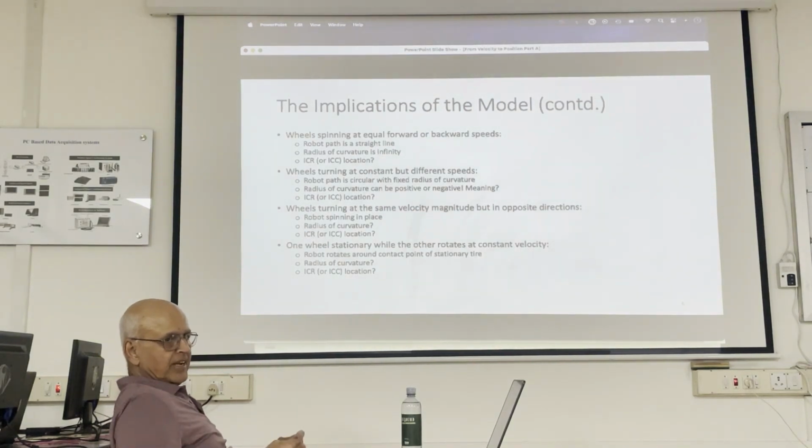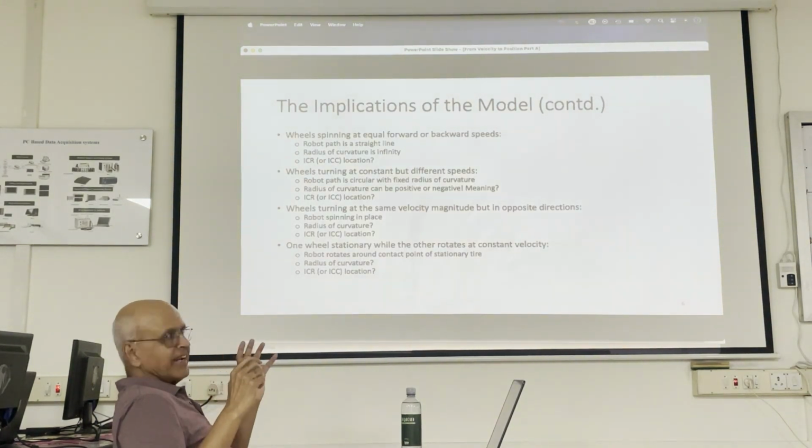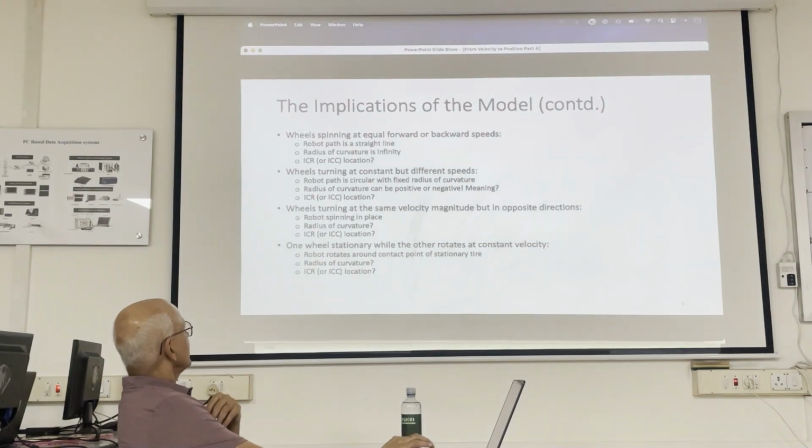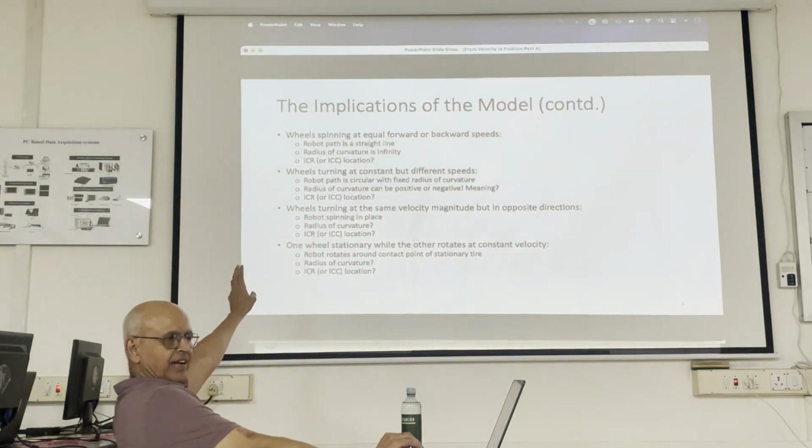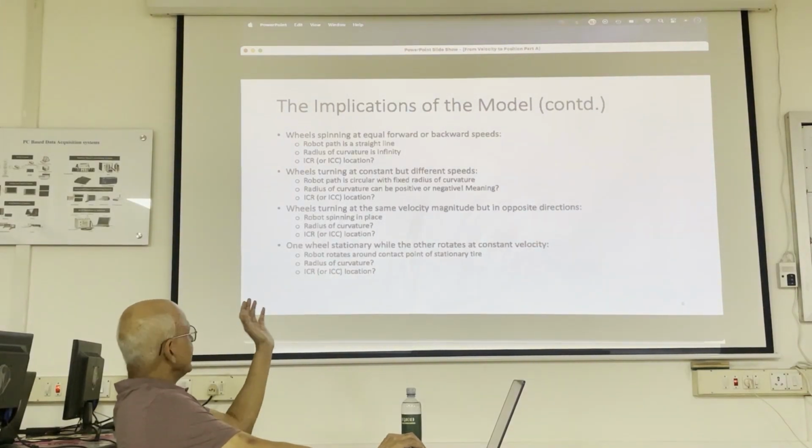If you have the right wheel and the left wheel being driven forward or backward at the same speed, then the robot path will be a straight line. And the radius, we said, was infinity, right? A straight line has infinite radius of curvature. These are equivalent terms. Let's just go with instantaneous center of rotation. What will be the ICR? At infinity, because it's a straight line. So the center is off at infinity.